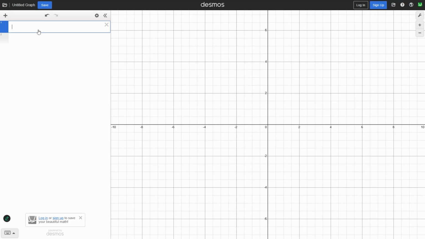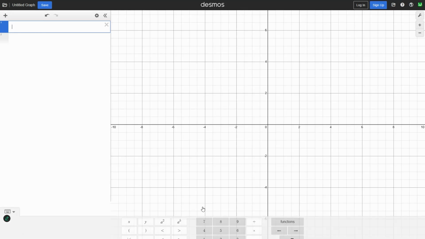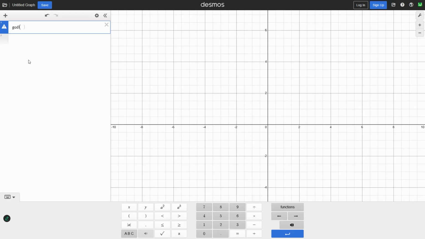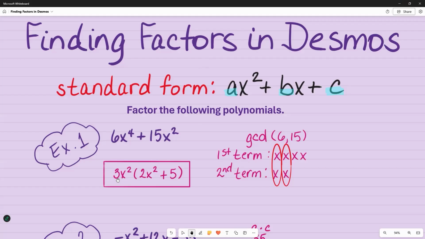I can type GCD or click the keyboard, select function, and then go down until I find number theory. And then I see GCD. Here, I'm going to put the two numbers in, which were 6 and 15, but I have to separate it by a comma. And I notice it shows me my greatest common factor of 3. I'm going to take my 3 out.